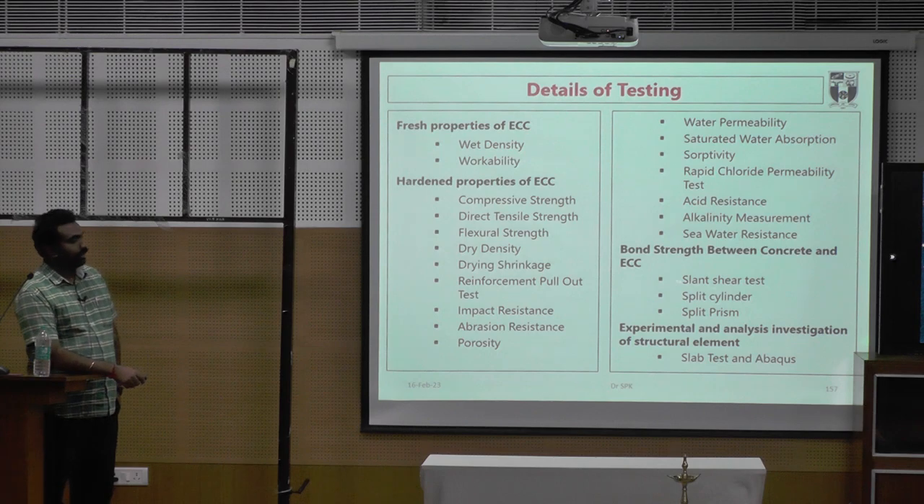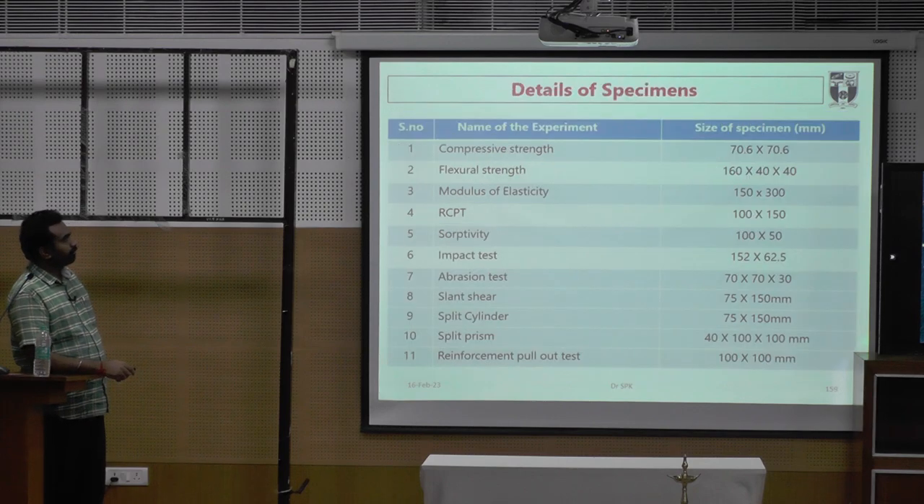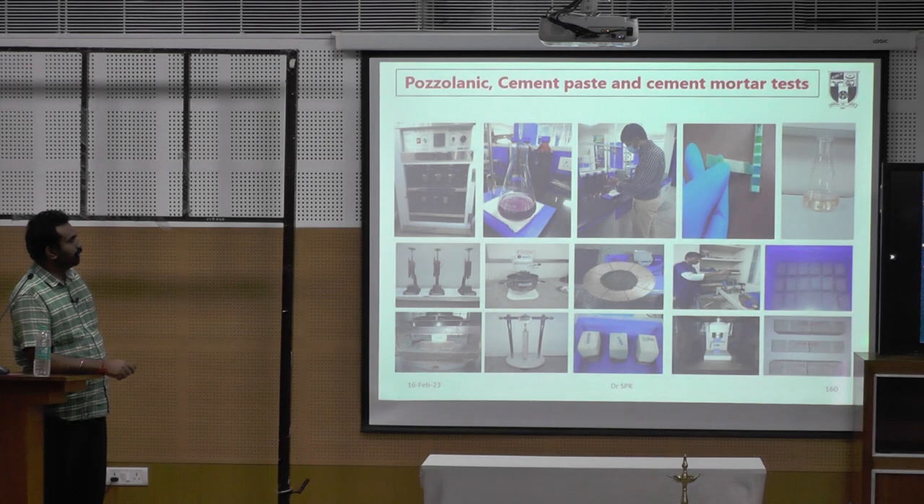Slant shear stress is conducted, split cylinder is conducted, split prism is conducted, and then finally a slab test and other tests. So what are the codal provisions? You people are already aware of this one. But these three are specially for this application: slant shear ASTM C882, split cylinder ASTM C496, and split prism C882. So these are the three special tests for the application. These are the different sizes of the specimens that we use for conduction.